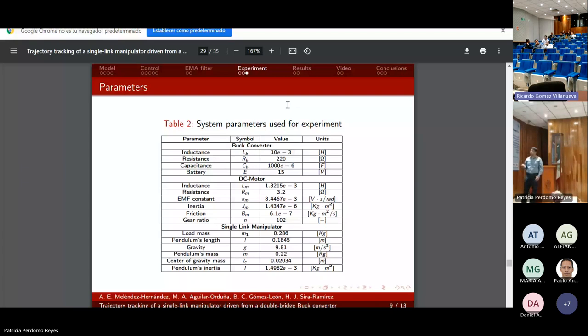In the first graph, we have the undisturbed experimental result, and in the second, the perturbed experimental result. We can see that in both cases we have good angular position trajectory tracking because the error is below 0.15. We also can see a few peaks in the voltage trajectory tracking because we are using high gains in the controller for the buck converter. So we need to use the EMA filter, and these peaks are lower now.